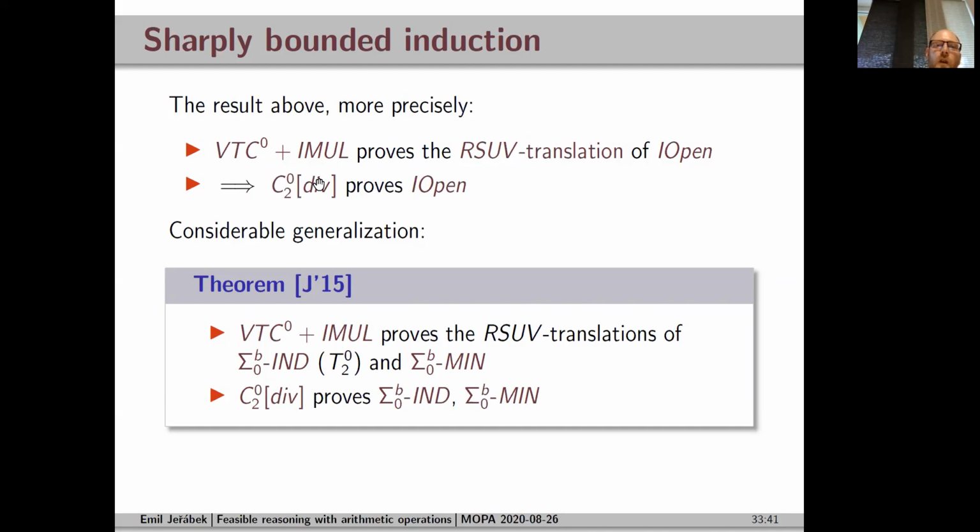that VTC0 plus iterated multiplication proves the translation of not just open induction, but sigma B0 induction in this language of Bus, and even sigma B0 minimization. So this is the least element principle. In this context now, the minimization axiom is actually stronger than induction. It's no longer equivalent as was the case for open induction. Or we can again say that this theory C02 div, which is already one-sorted, just outright proves these sigma B0 induction and minimization schemas.